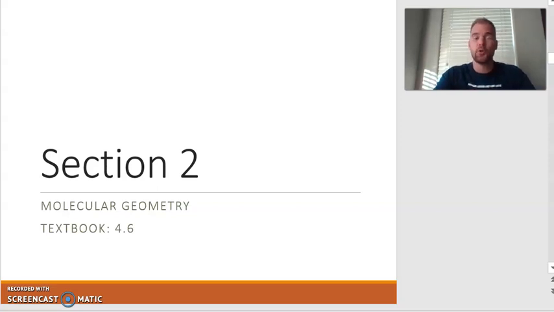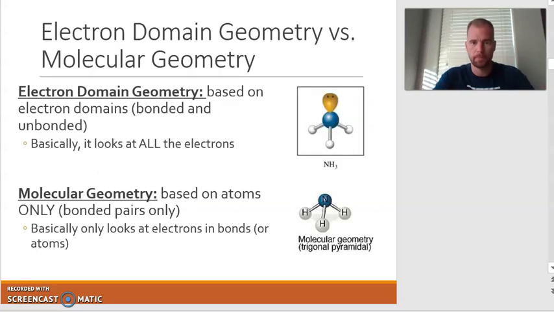Moving on to section 2, we're now going to look at molecular geometry, and we're going to contrast that with electron domain geometry because there is a difference between the two. So let's take a look and review what electron domain geometry was. Electron domain geometry was based on the electron domains, which remember are simply areas of space where electrons are occupied. So electron domain geometry is based on electron domains, which means they could either be bonds or lone pairs.